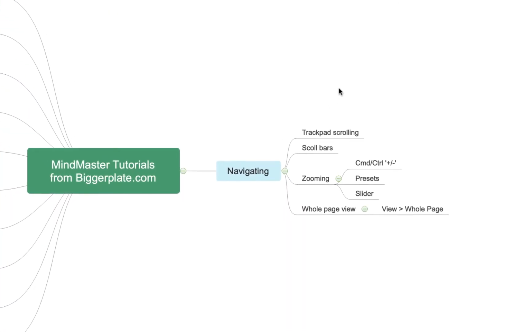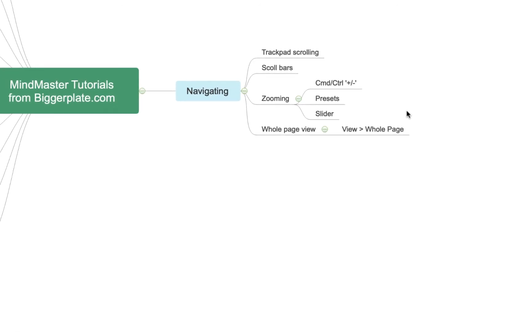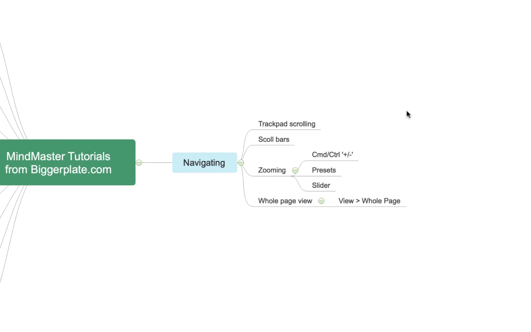Now the simplest way to navigate your mind maps is using any trackpad functionality or mouse functionality that may be included in your computer. So for example, I'm using a Mac laptop and the trackpad here allows me to use two fingers to scroll up and down and side to side as you might expect on, say, a smartphone.